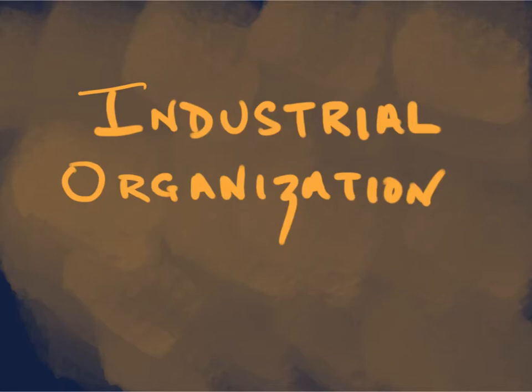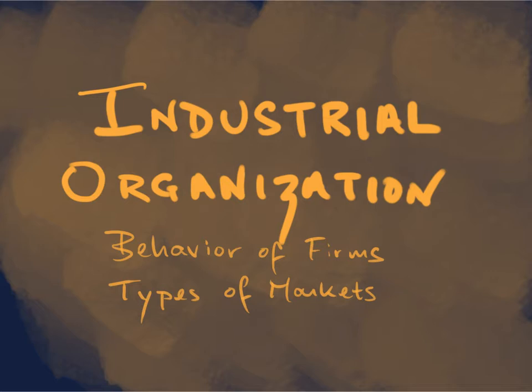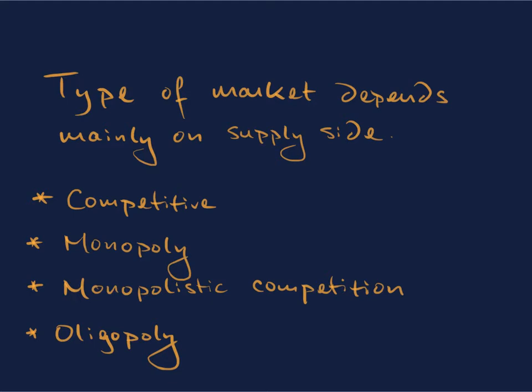This is Professor Stephen Litch in the Principles of Economics talking about industrial organization. This unit talks about the behavior of firms in general and then also how firms behave in different specific types of markets. There are several general types of markets, and what distinguishes one market from another is mostly determined by something on the supply side.